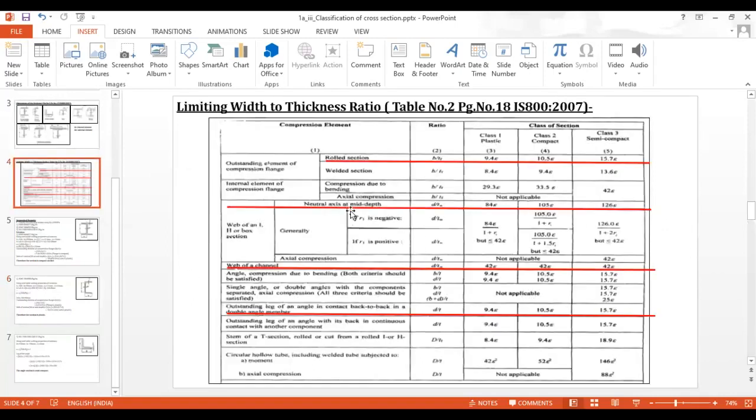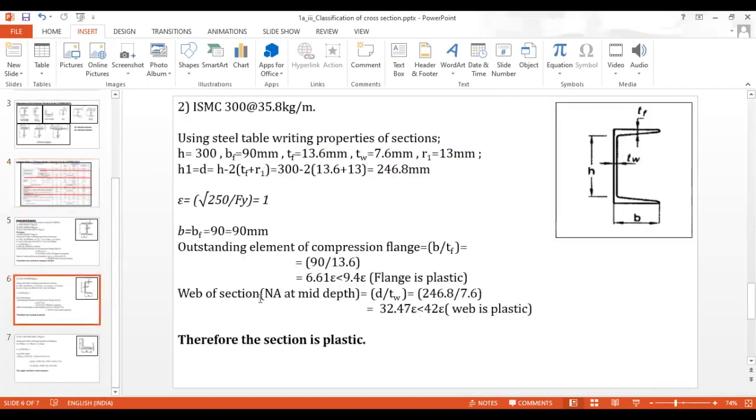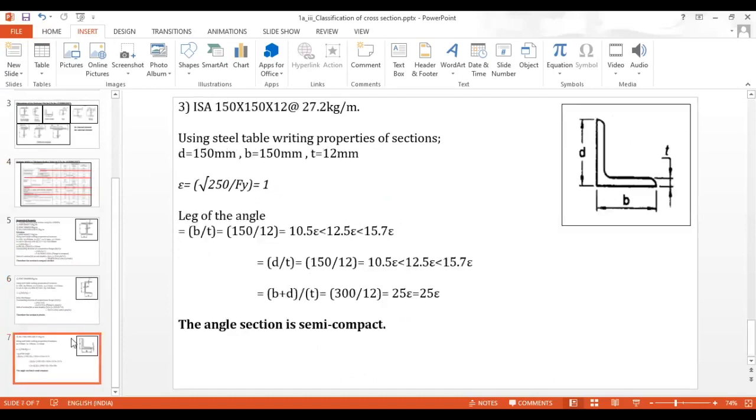Again, if we look into our steel table, table number 2, for the channel section, the web of a channel, this row is utilized, and for the I section, the web criterion, this row is utilized. And as both the elements, flange and web, are plastic, our section is plastic.